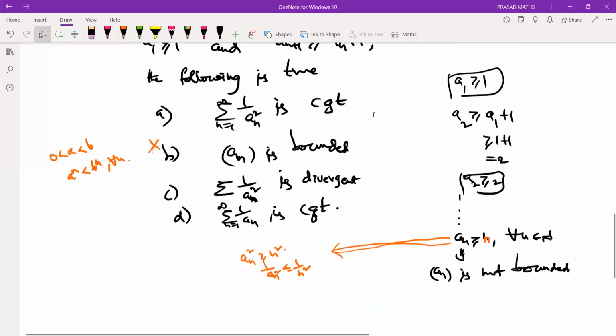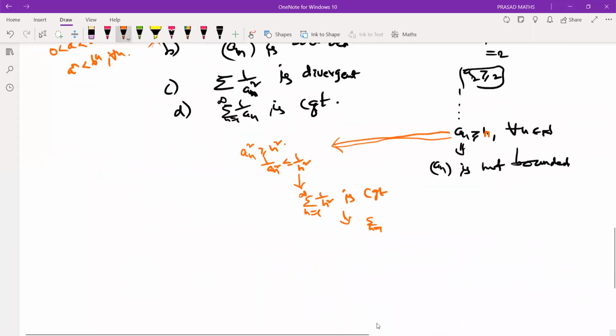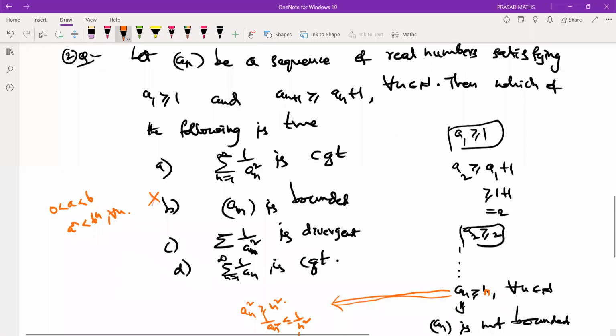Because what I require is 1 by n square. Therefore, as you know, by comparison test, this series is convergent, n equals 1 to infinity. So by comparison test, this series is convergent. This is convergent by p test, and this is convergent by comparison test. Therefore, answer is A. So this series is convergent.